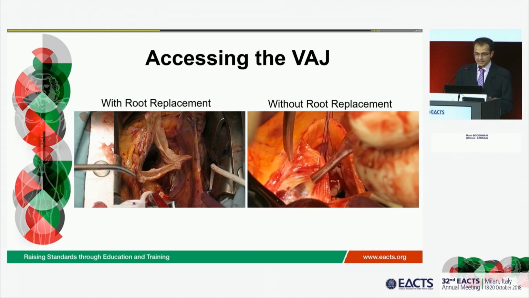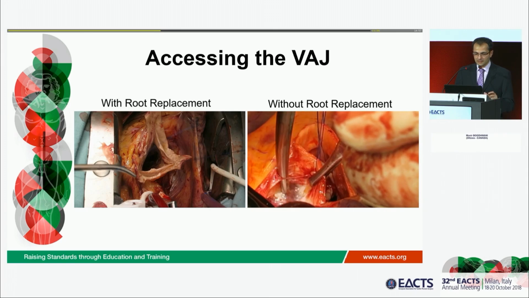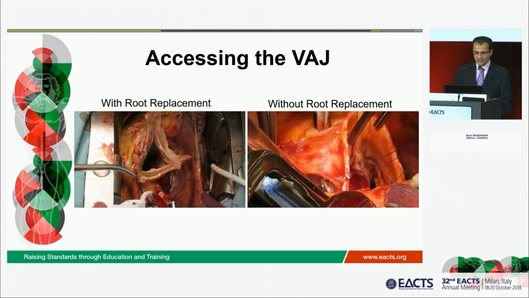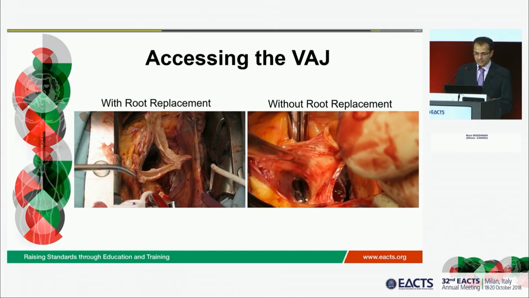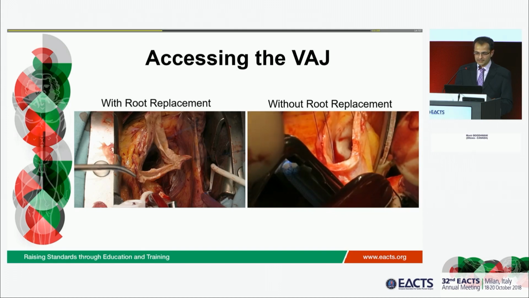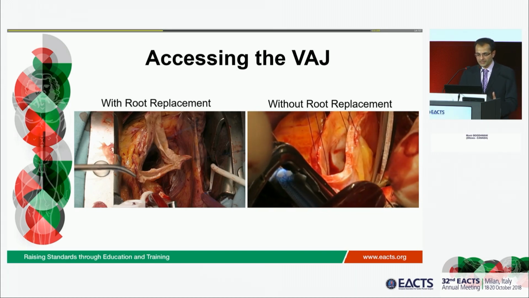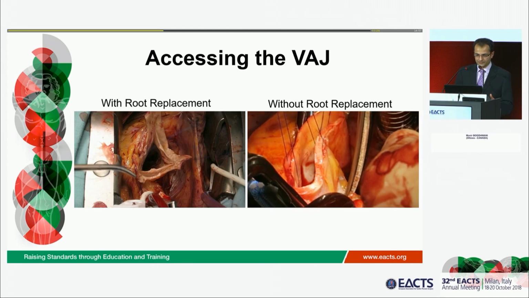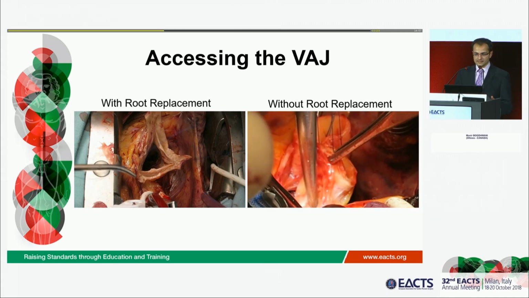It's important here to divide the connective tissue connection between the aorta and pulmonary artery to get to the muscular level, and then a tunnel is created between, or behind rather, each of the coronary ostia. This allows us to circumferentially access the ventricular aortic junction.